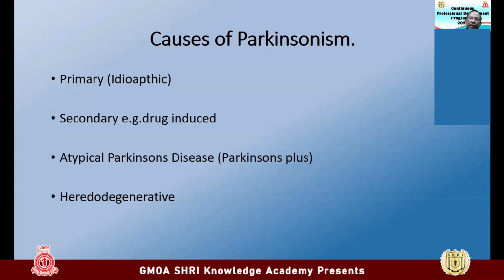The third type of Parkinsonism is what we call atypical Parkinson's disease, or Parkinson's plus. There are 4 conditions especially coming under it.